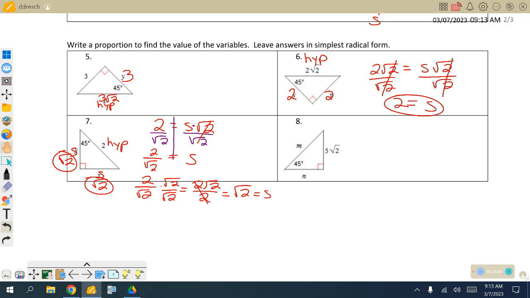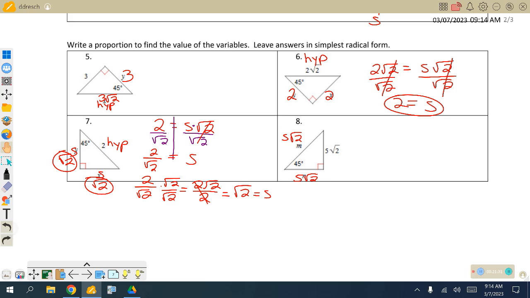Let's do another one. Number 8. Now we're kind of mixing it up. What's that 5 root 2 represent? Is that the leg or the hypotenuse? It's the leg. So use my reference triangle. Now that you know that's my leg, what's the other leg up there? Is it the M or the N? N is my other leg, so I'm half done there. Going from the leg to the hypotenuse, we're going to take the 5 root 2 and multiply it by root 2. So do that. Take 5 root 2 times root 2.